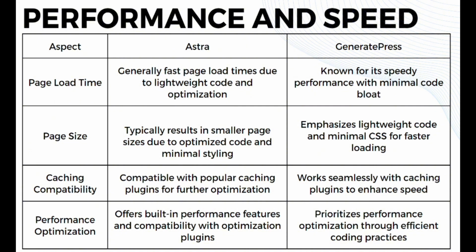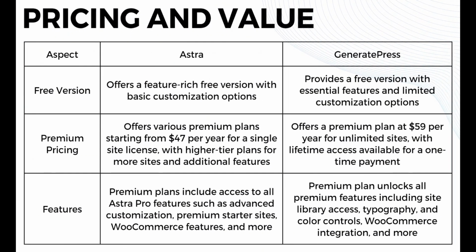And in terms of caching compatibility, Astra is compatible with popular caching plugins for further optimization, while GeneratePress works seamlessly with caching plugins to enhance speed. And in terms of performance optimization, Astra offers built-in performance features and compatibility with optimization plugins, while GeneratePress prioritizes performance optimization through efficient coding practices. Now moving on to the pricing and value comparison.